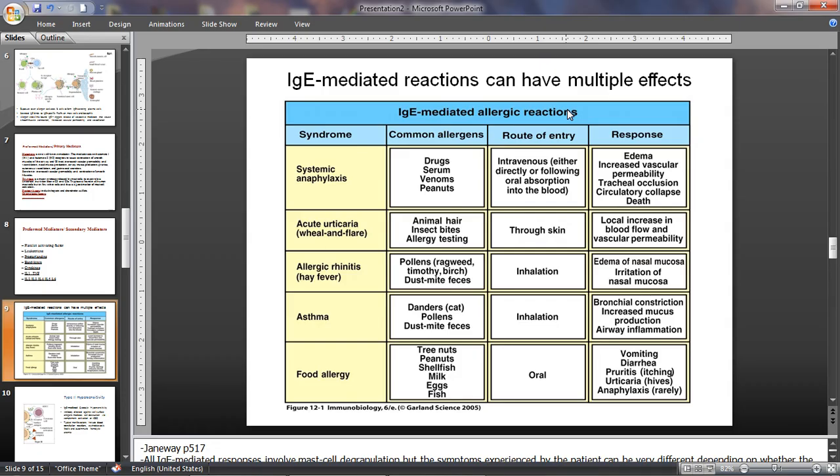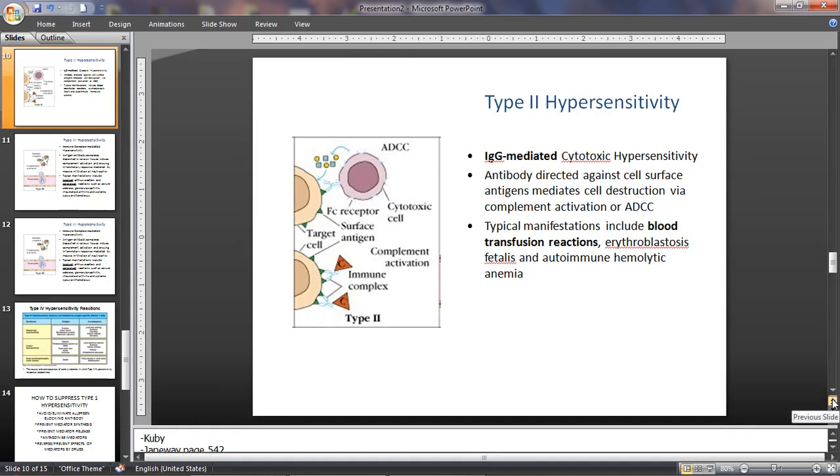Food allergy. Common allergens could be peanuts, milk, eggs, fish. The route of entry is oral. Response could be in the form of vomiting, diarrhea, itching or pruritus of the skin, and very rarely anaphylactic shock resulting in death of the person.